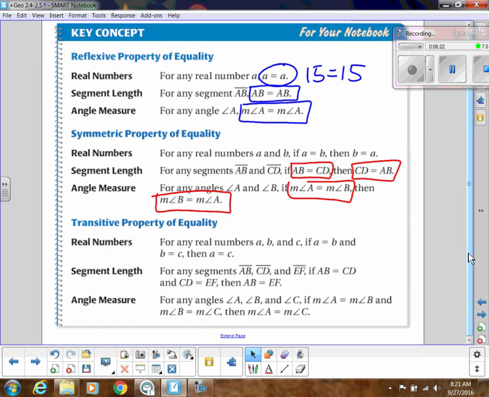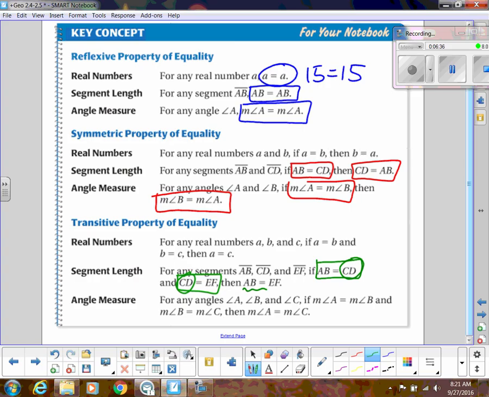And then the transitive property, we will use that quite a bit in geometry. So here's an example: if AB equals CD and CD equals EF, notice that I have the CD repeated, so that means AB equals EF. That's the transitive property. And that was using it for segment lengths.